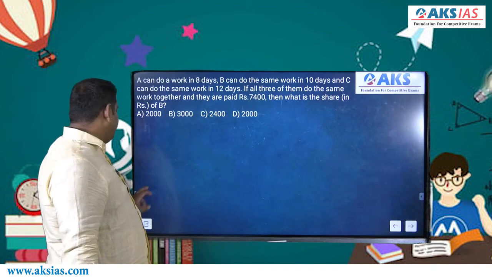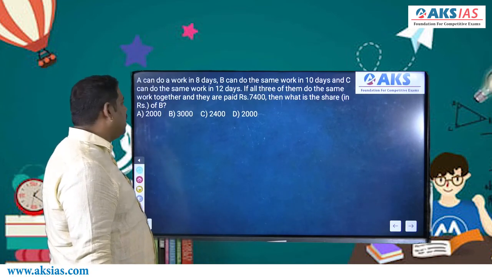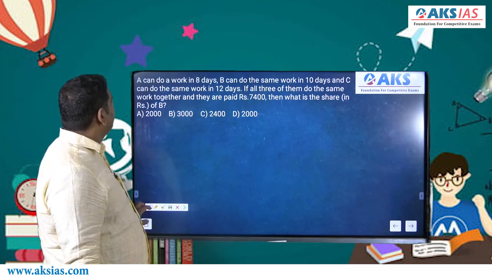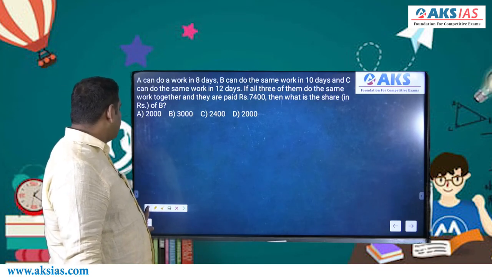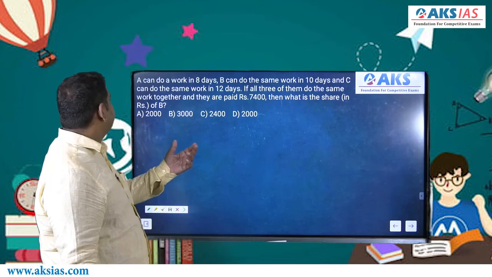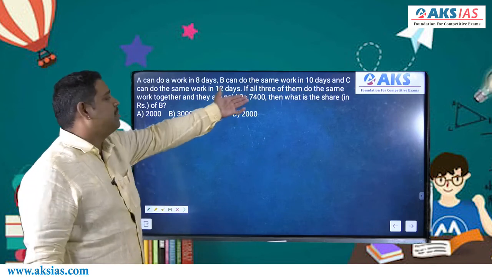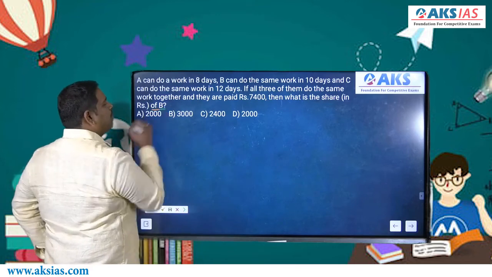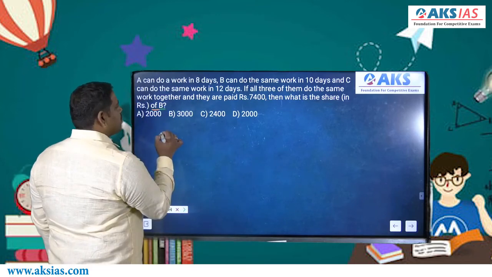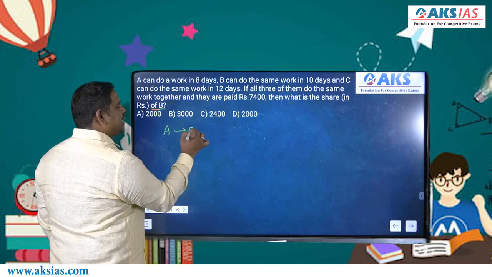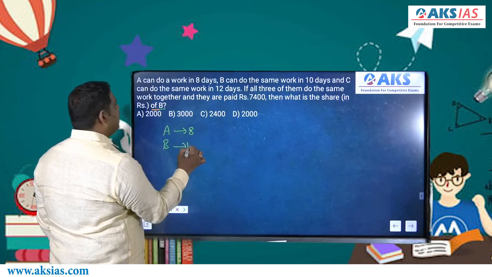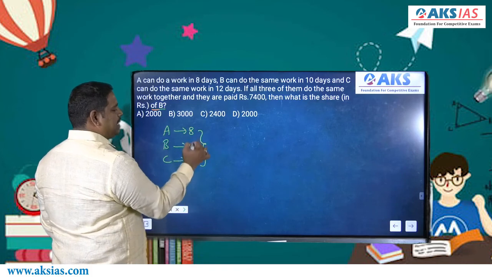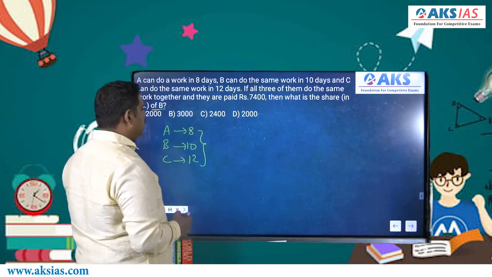A can do a work in 8 days. B can do the same work in 10 days. C can do the same work in 12 days. If all together do the same work and they are paid 7,400 rupees, then what is the share of B in rupees? So A can complete it in 8 days, B in 10 days, C in 12 days, right? Let's take the LCM for 8, 10 and 12. So the LCM is 120.